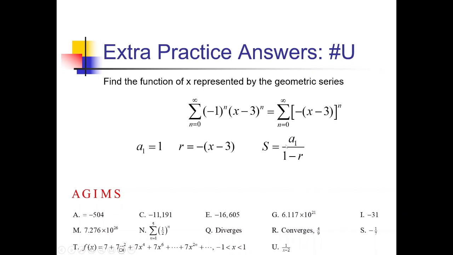In general formula, we have a sub 1 over 1 minus r. So in this case, that's going to be 1 over 1 minus negative x minus 3, which is really 1 plus x minus 3. And then if I combine the 1 and the negative 3, that's going to be negative 2. So 1 over x minus 2 would be my final answer. Looking at my answer choice, that is exactly what I've got there. So it looks like this one works.